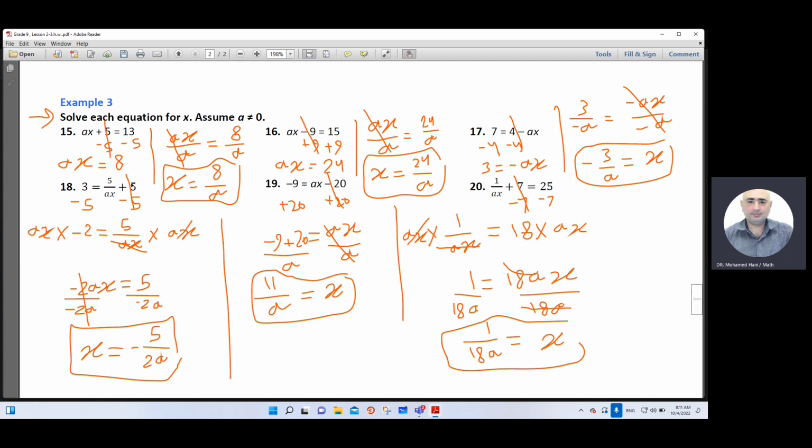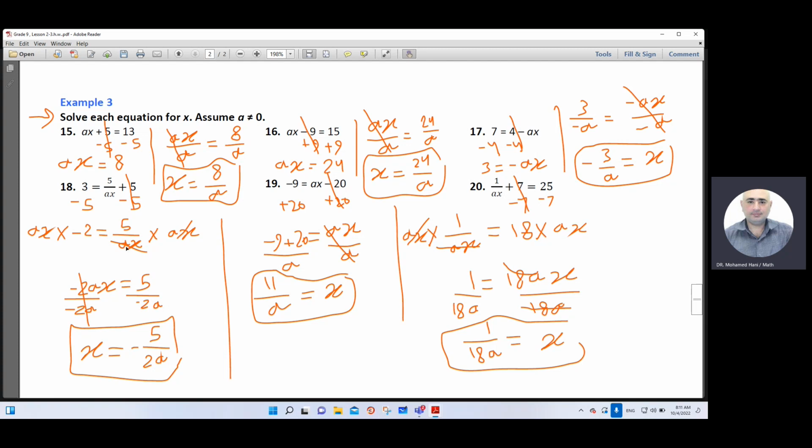Number 18, as you see, we have 5 here. We want to remove 5. What is the operation? As you see, addition. So take the opposite operation, means a negative 5 here and negative 5 here. Plus 5 and negative 5 will be 0. It means here 5 over AX. And the 3 minus 5 will be minus 2.